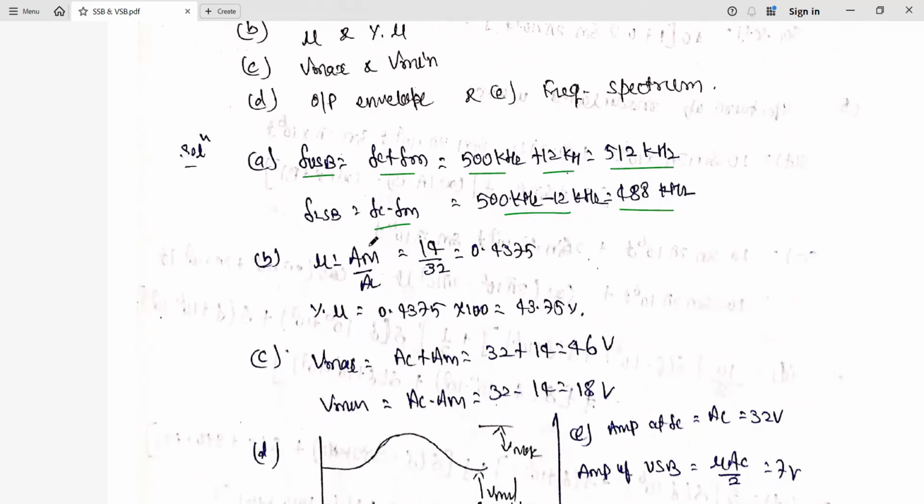And modulation index is the amplitude of the message signal divided by the amplitude of the carrier signal. So we have 14 by 32. So this is the value. Percentage means you have to multiply by 100. So we are getting 43.75.